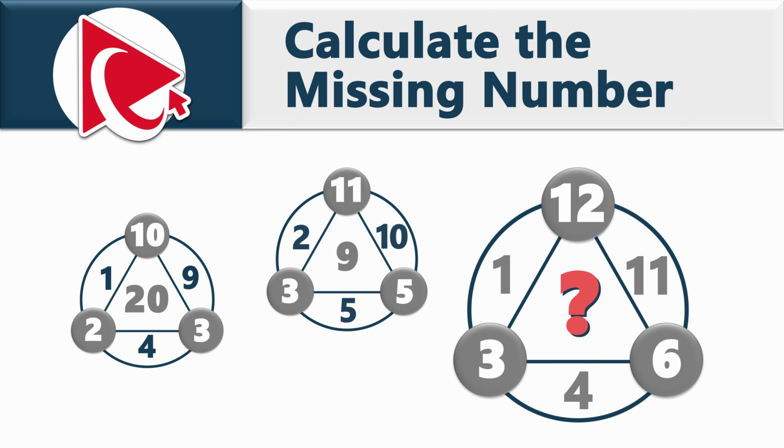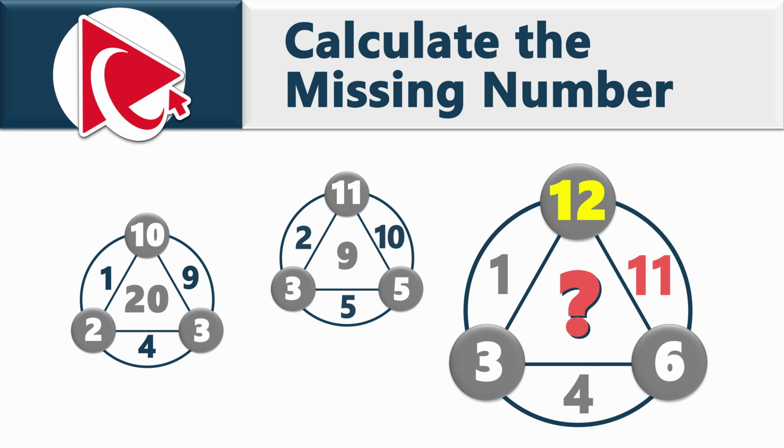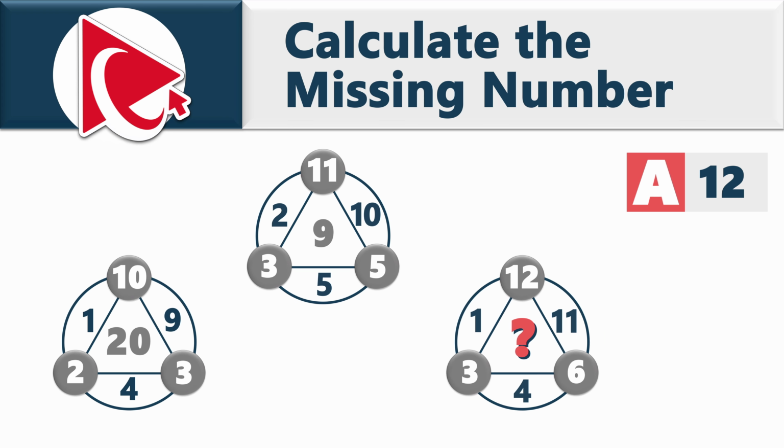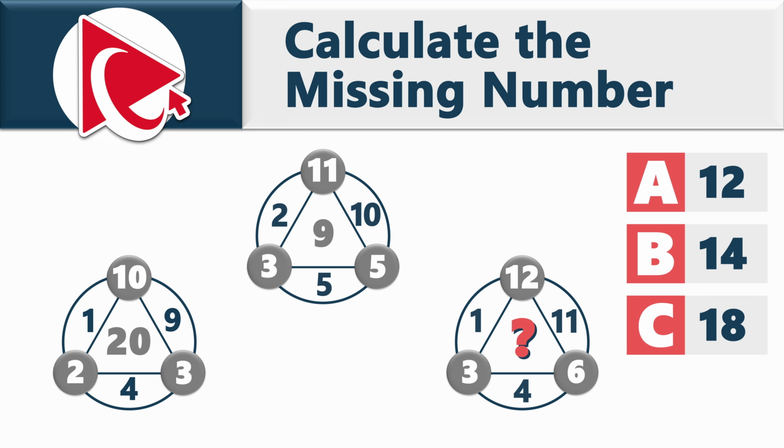And then the third shape has numbers 12, 11, 6, 4, 3, 1, and then comes the missing number, which you need to calculate and select out of 4 possible choices. Choice A, 12, choice B, 14, choice C, 18, and last but not least, choice D, 21.